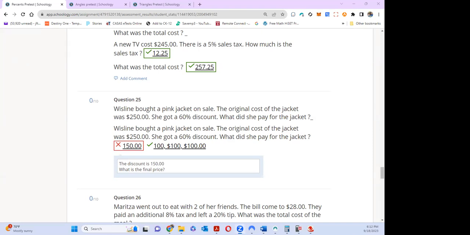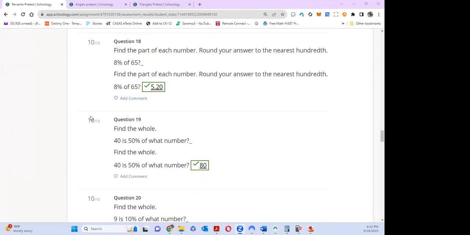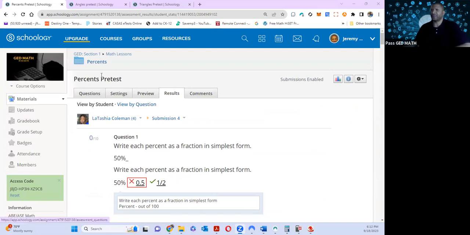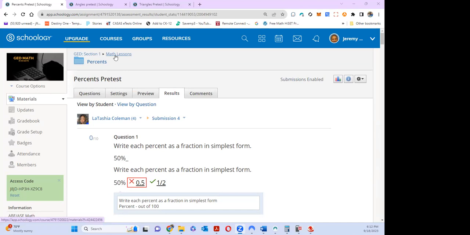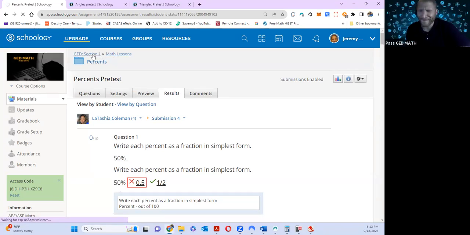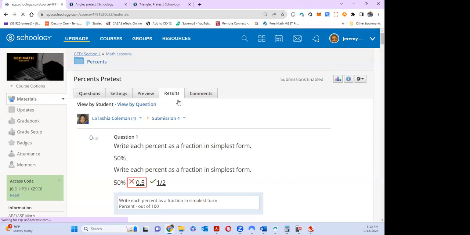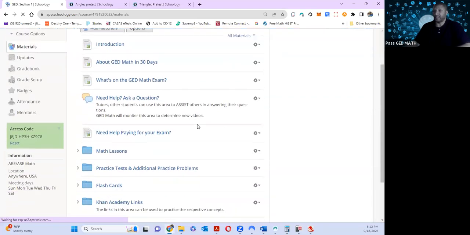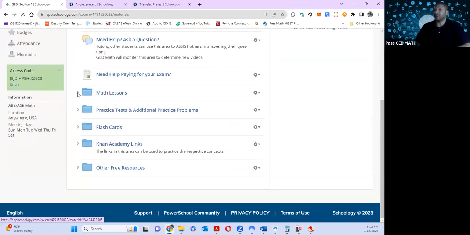I was working on area and then system of equations. Let me ask you a question. You're going from percents to area to percent to system of equations. Why are you jumping around? I was just trying to study the areas that I know I'm weak in. Okay, that makes sense. So let's go to area and perimeter.